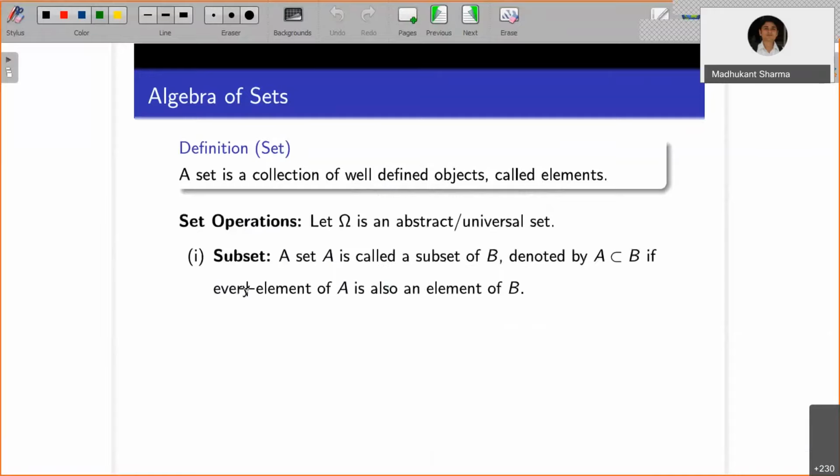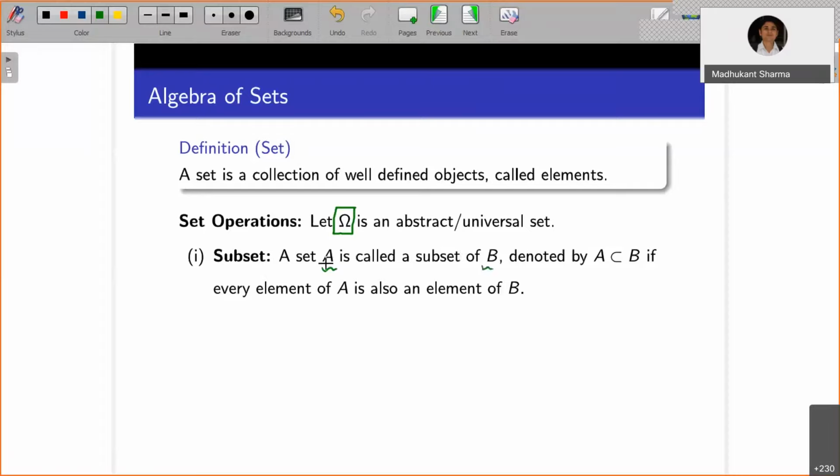So here is a set operation. We are just starting with the universal set, or sometimes it is also known as abstract. I hope you all are comfortable with these notations now. Omega.